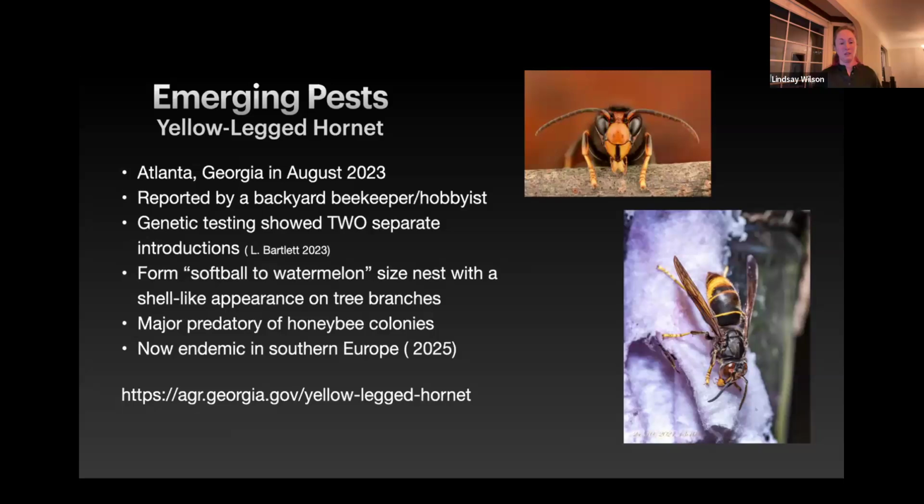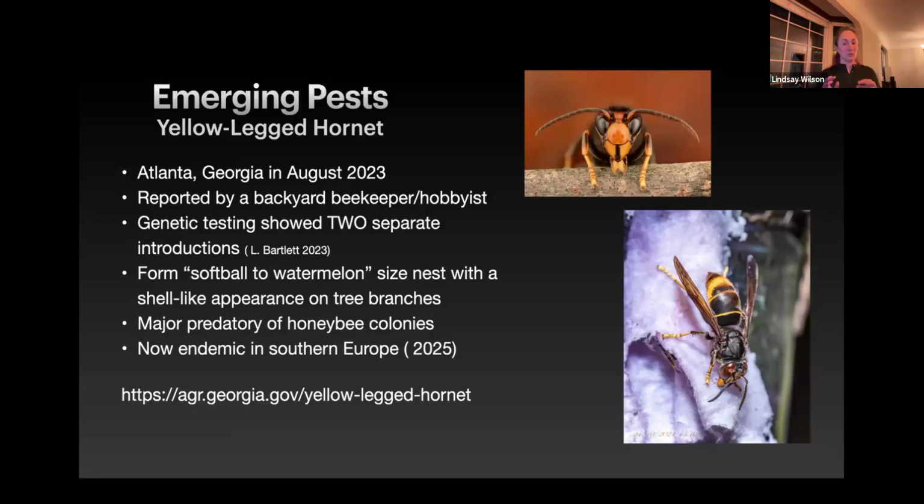Speaking of the yellow-legged hornet, this was actually discovered by a backyard beekeeper or hobbyist. They said, this is a funny-looking bee. They were an amateur entomologist beekeeper, and they noted something wasn't quite right. Lewis Bartlett out of Georgia genetically tested the trapped hornets and found that there were 2 separate introductions of these hornets.